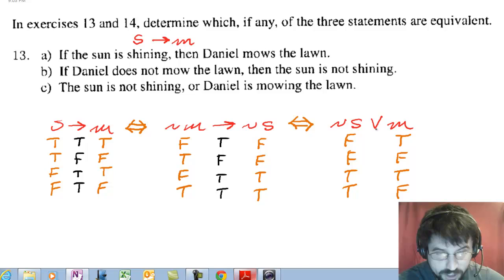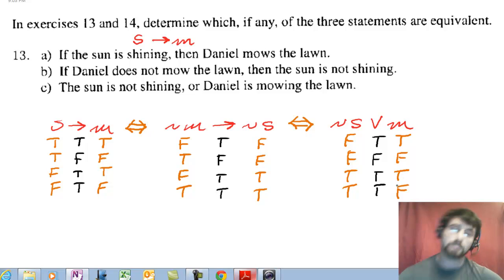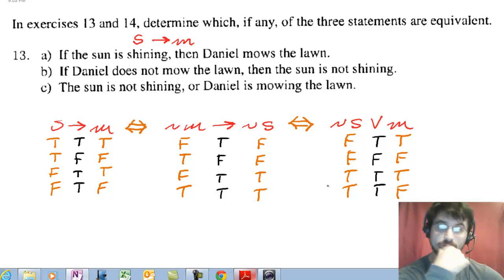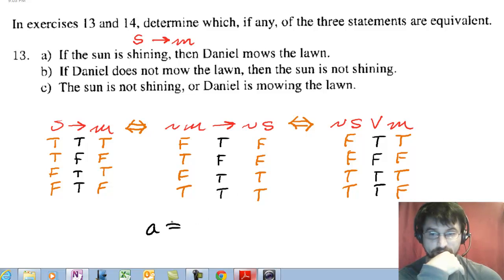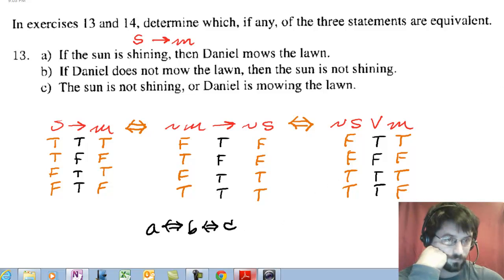And a disjunction is only false when both are false, so that's right here. And both of these match, and both of those, and all of them match. So A is equivalent to B is equivalent to C. Let's look at the next one.